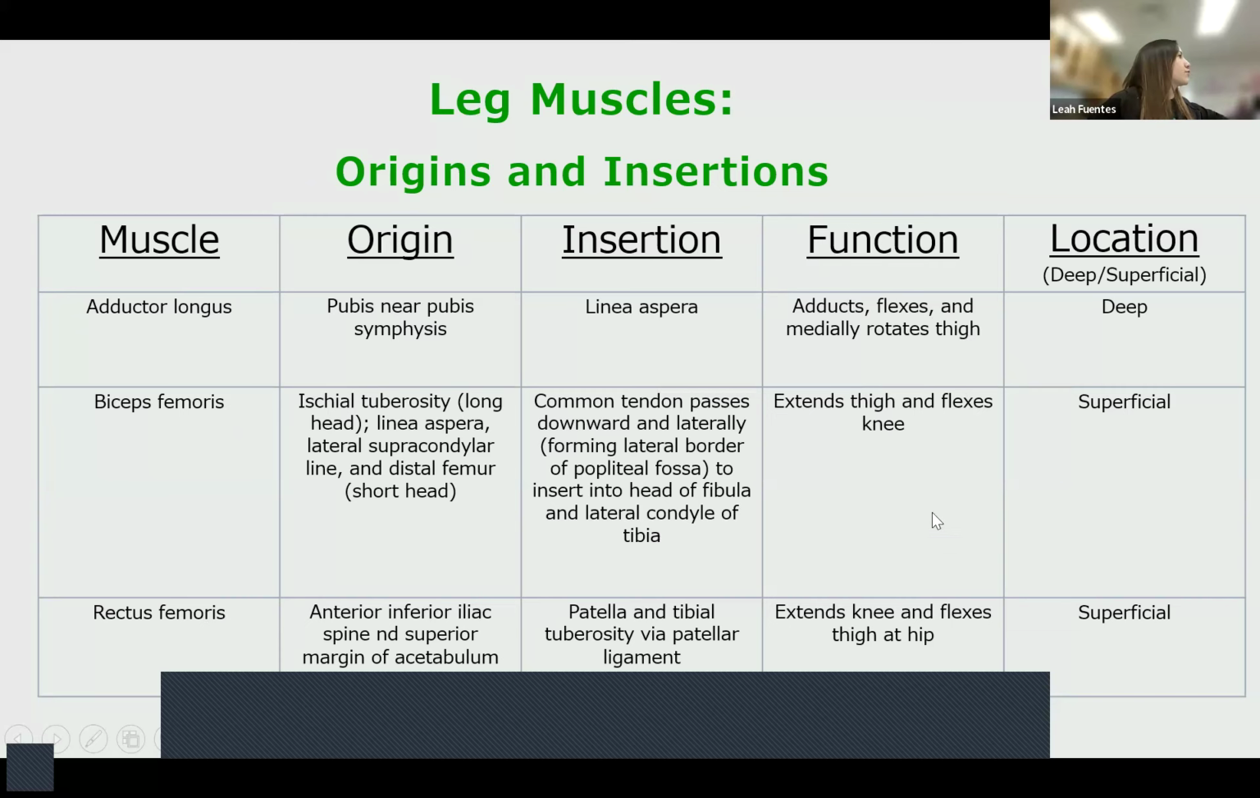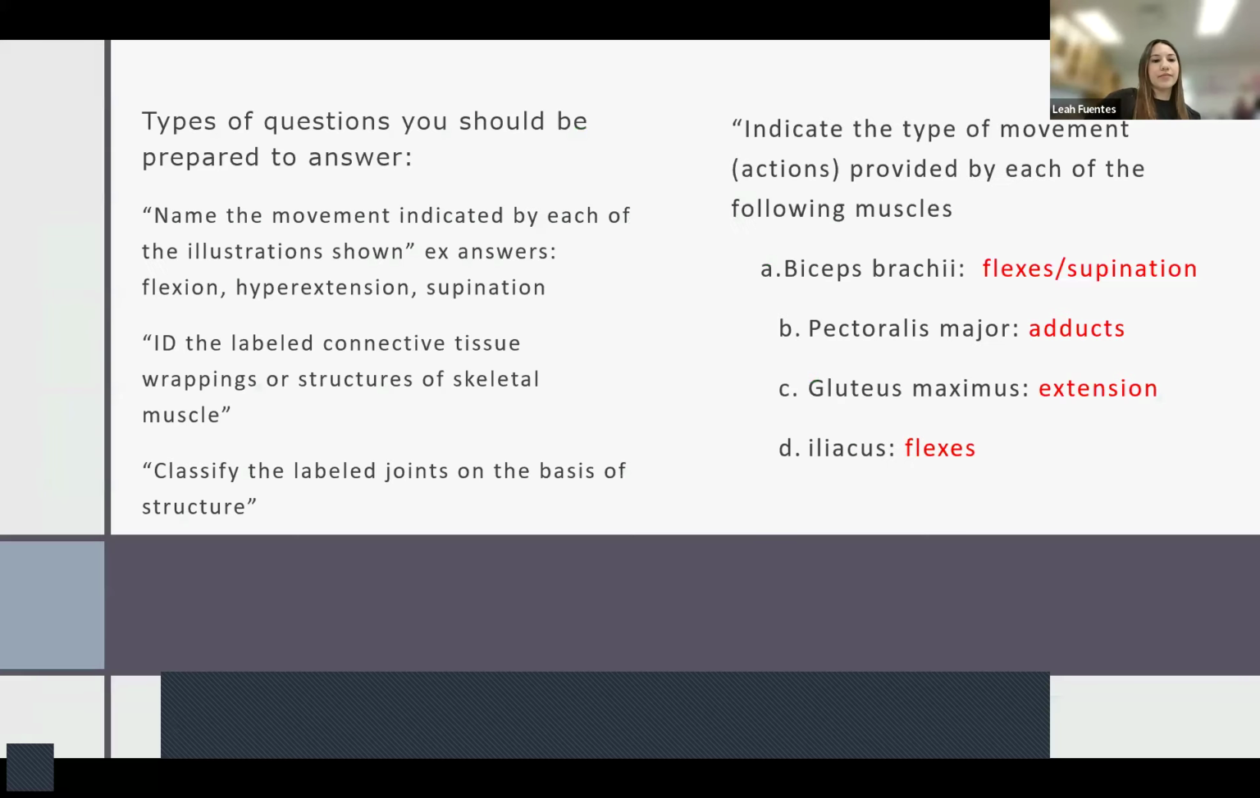Again, you need to know the function for each, and you would need to use the vocabulary that we talked about. And then these are the types of questions that you should be prepared to answer. Name the movement indicated by each of the illustrations shown. So flexion, hyperextension, supination, we talked about that at the beginning. Specifically, it's going to be either the lady from your worksheets or the older lady that I showed you guys a picture of.